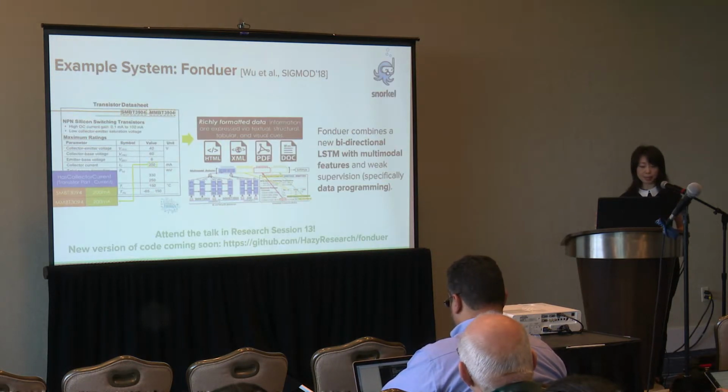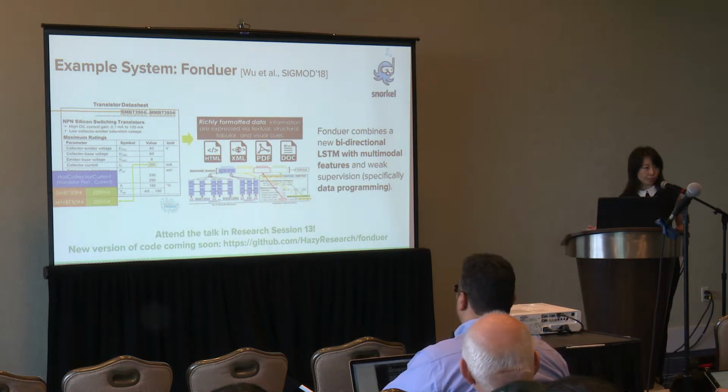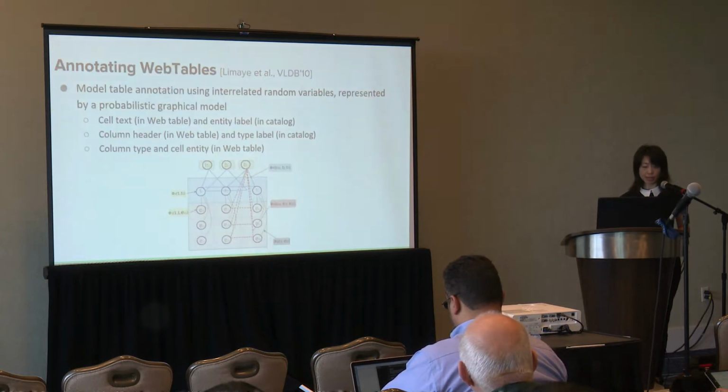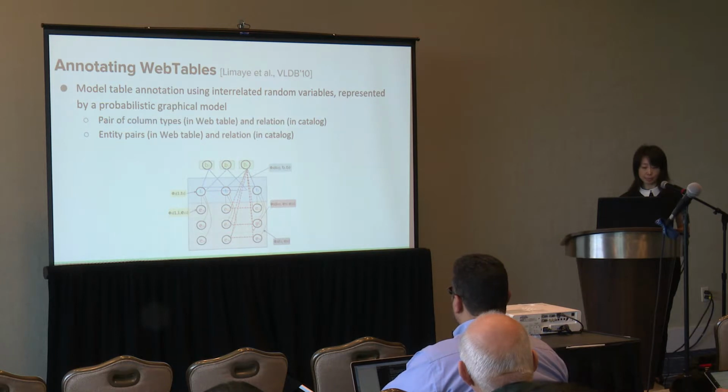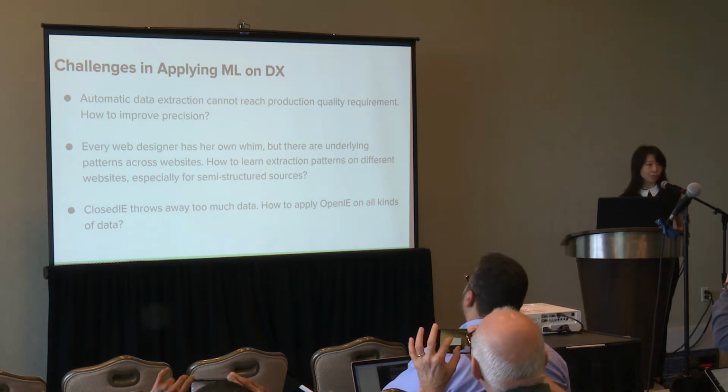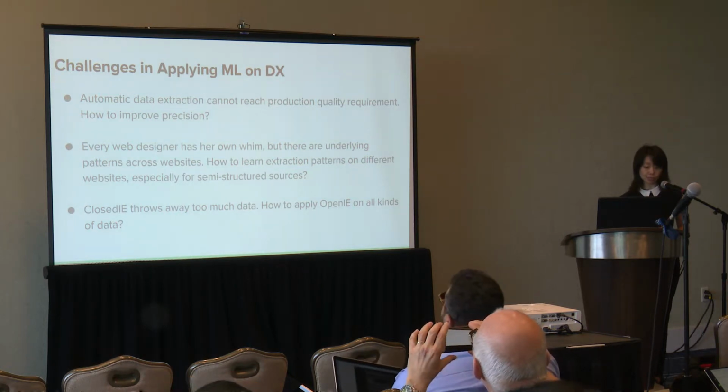There has been some early solution towards this goal, and that's the Fonduer system. And we will listen to a talk on Thursday, so I won't spend much time on this. And I will skip web tables. The challenge in applying machine learning to data extraction is that automatic data extraction still does not reach production quality. So how to improve the precision is still a valid research problem.